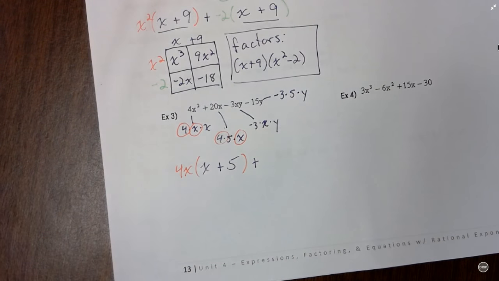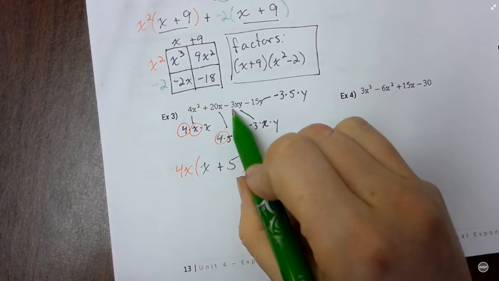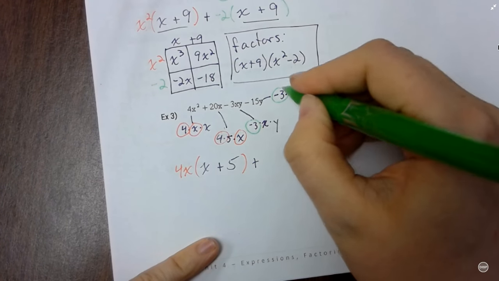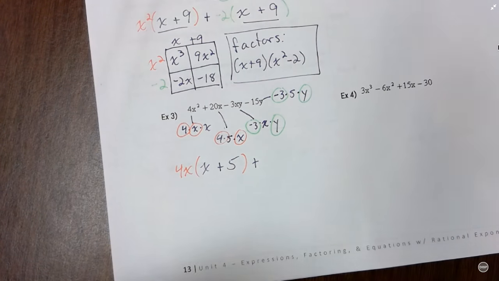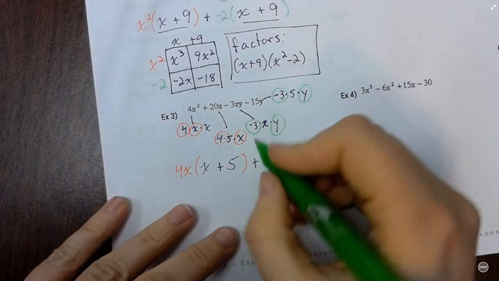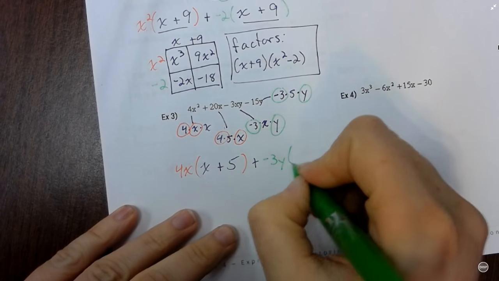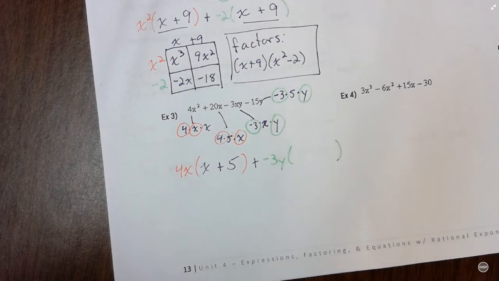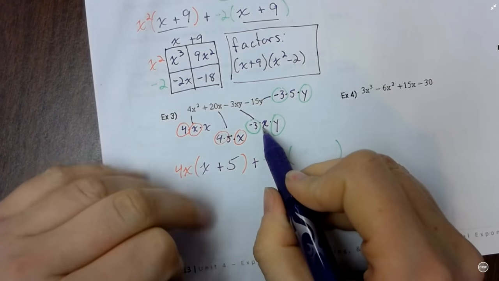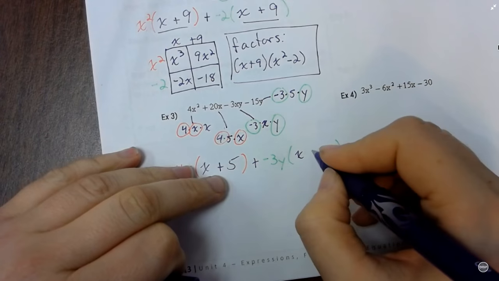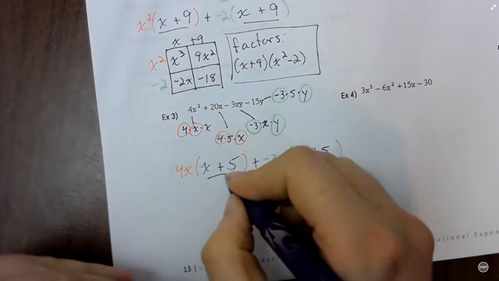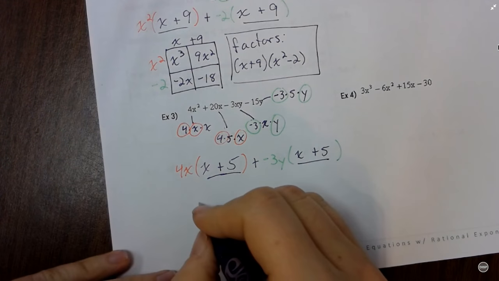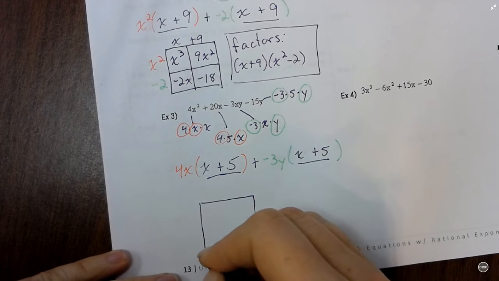Okay, looking at the next one. Out of negative 3xy and negative 15y, they both have a negative 3 and a y as factors. So if I factor a negative 3y out of the second two terms, then I'm going to end up with an x and a 5, which, hey, is what I wanted to get because I want them both to be the same. So that means I got my factors.